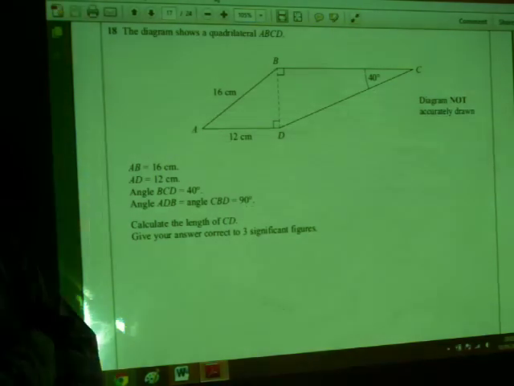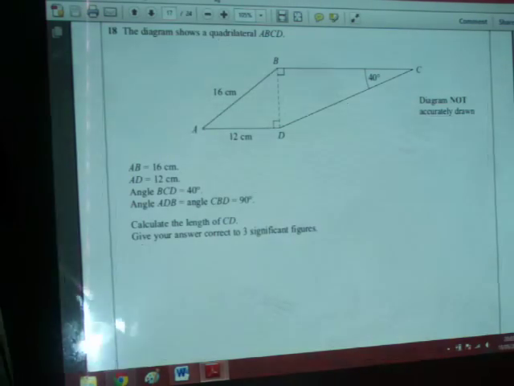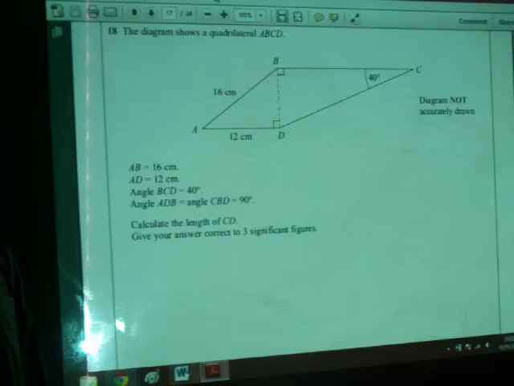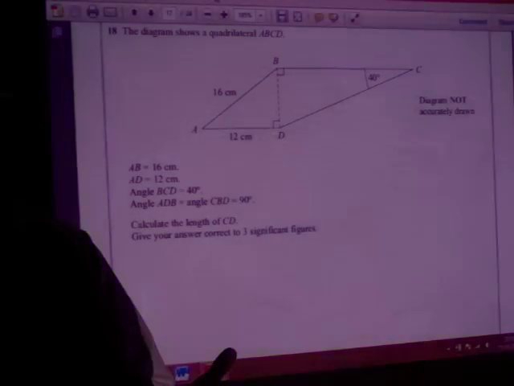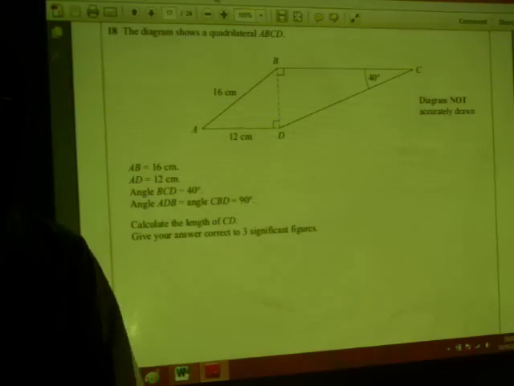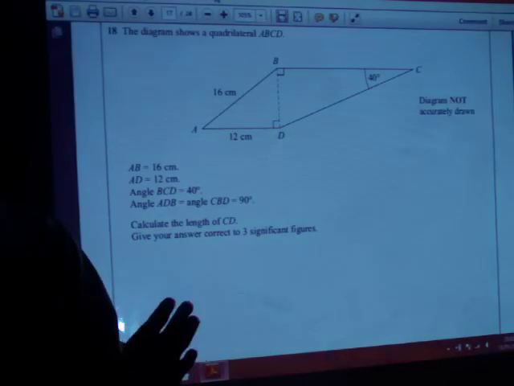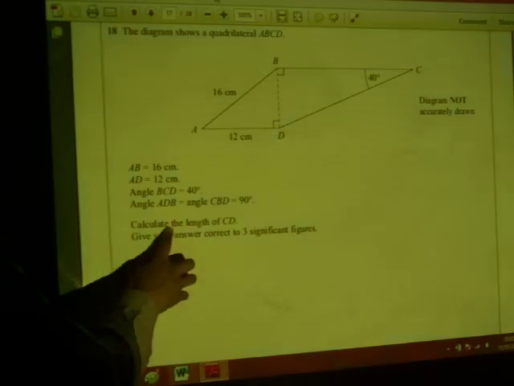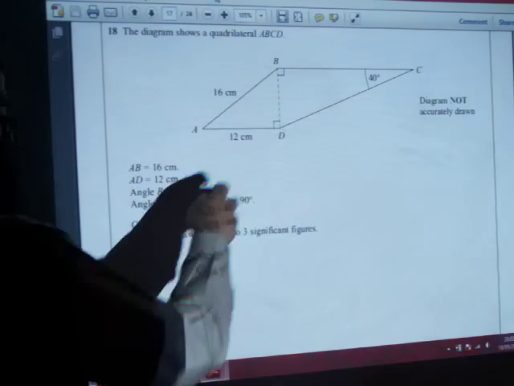Okay, the diagram shows the quadrilateral ABCD. Quadrilateral means 4-sided shape. It's given us some measurements on there. As we can see here, we've got a right angle triangle, another right angle triangle. So right angle triangles indicate one of 2 things. We're going to use Pythagoras theorem or trigonometry or both in this question. Because the right angle triangle, that's where we focus on those 2 particular parts of mathematics. Now it says calculate the length of CD. Well, CD is going to be this length over here.